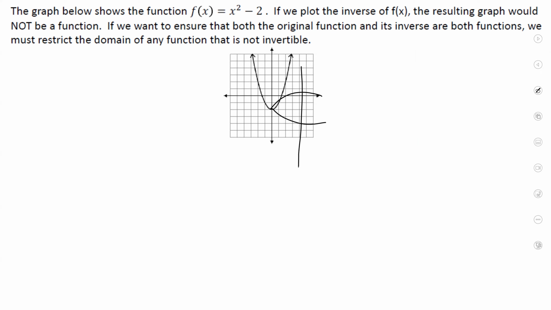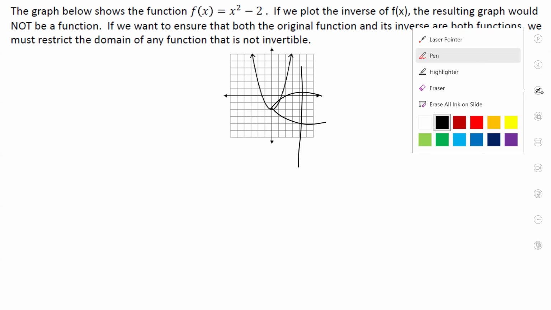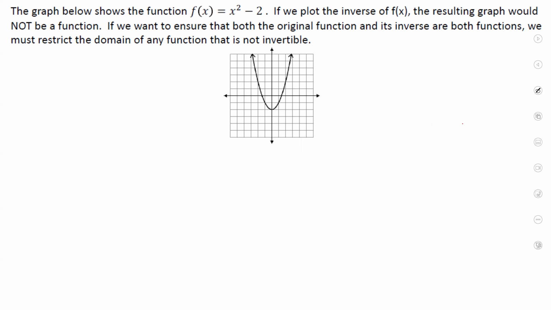And this is not a function. We can't do that. So in order to be able to get the inverse, I'm going to get rid of this part. Now when I invert it, it'll look something like this, or no.